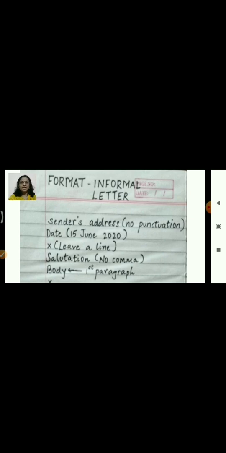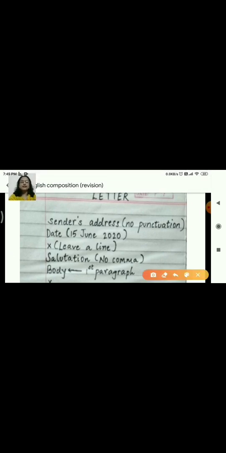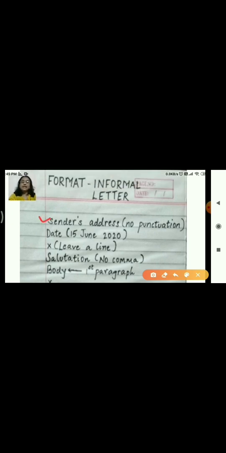So touching the margin, what do we write first? Yes, it is the sender's address, right? That means you, the one who is writing, the writer's address. And when you start writing the address, we see that there are no punctuation marks. That means we are not using any full stop, comma or any other punctuation mark. We are just writing the address.